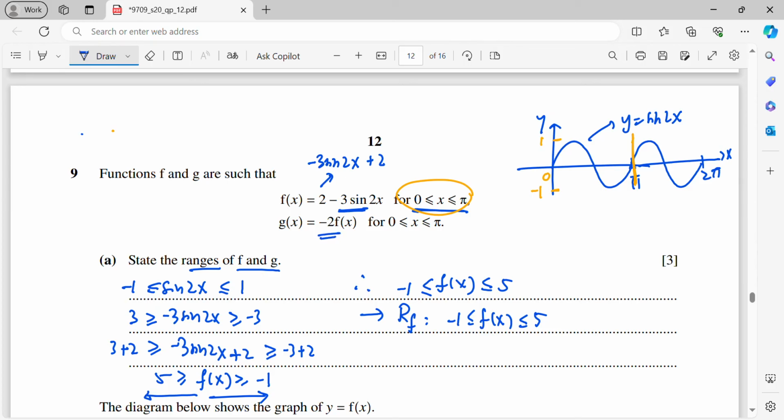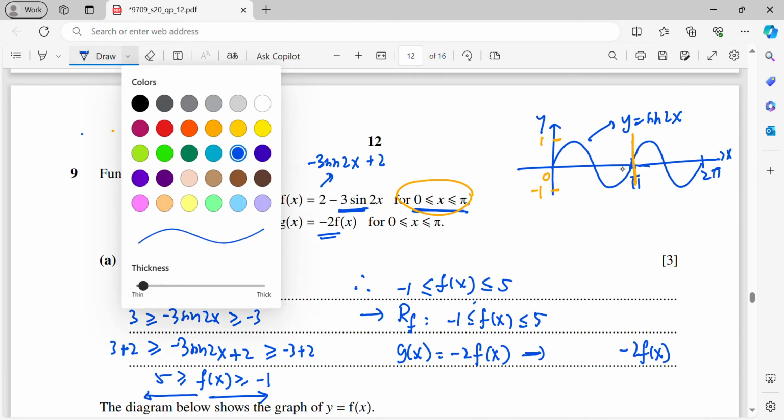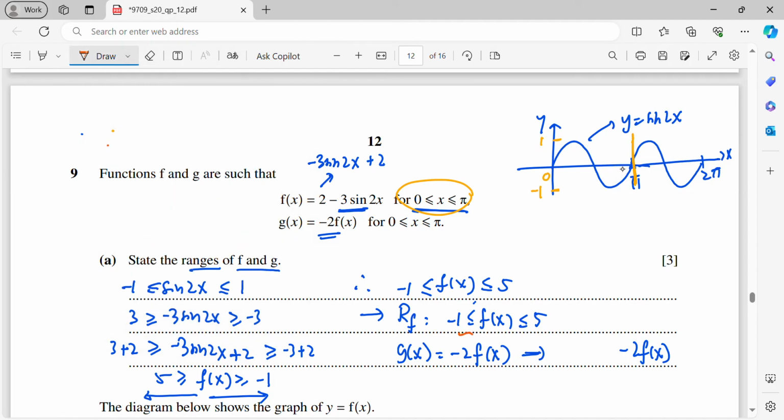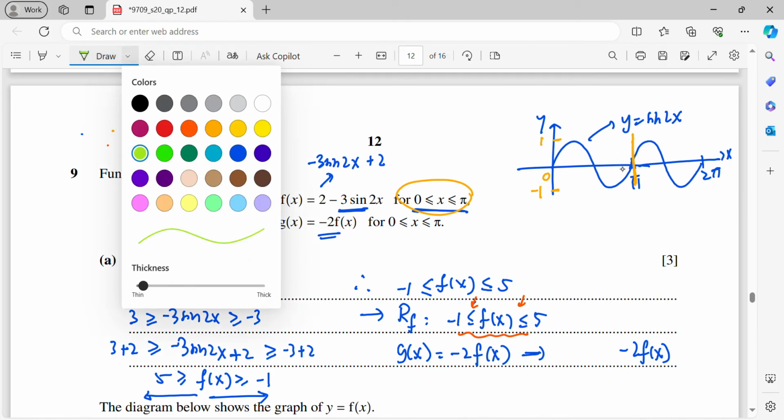So for the gx equals negative 2fx, right? So now you just times negative 2. That means your gx, when you times negative 2 from here, or probably I just write negative 2x. So when you times negative 2 to the inequality, you have to change the sign of the inequality. Must remember that. So that means I will change it to greater equals to.